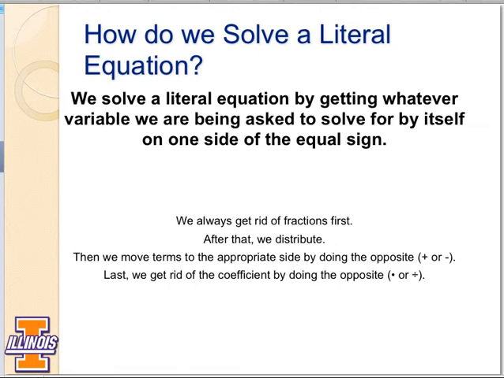Now the question becomes, how do we solve a literal equation? Well, this works very much the same way as a normal equation works. Whatever we're trying to solve for, we're going to get it by itself on one side of the equal sign. We're going to do that by getting rid of any fractions first, then distributing if we see parentheses. Then we're going to move terms from one side to the other so that what we want to have by itself is by itself. And last, we're going to either multiply or divide to get rid of the coefficient.